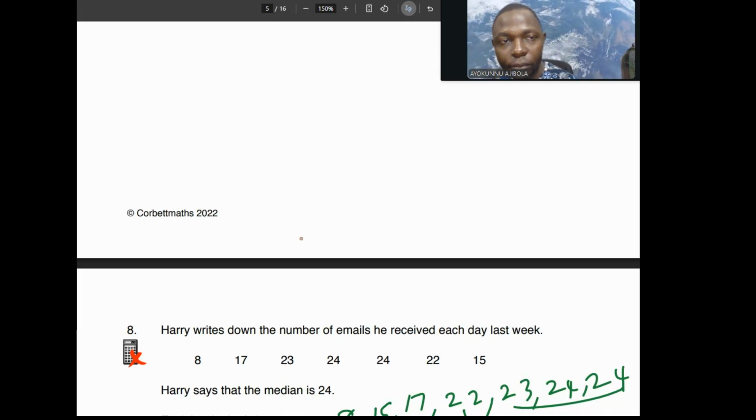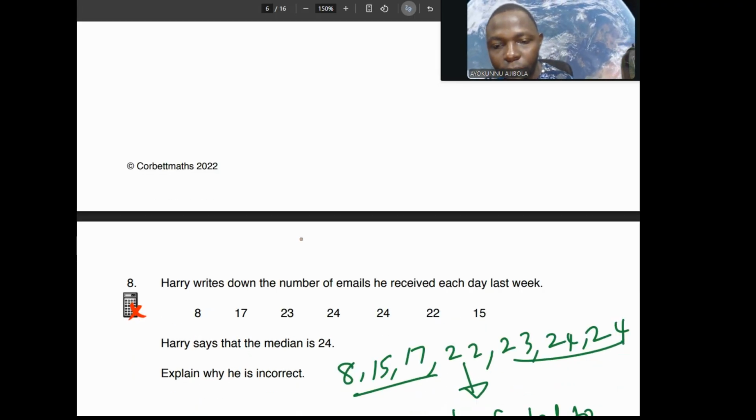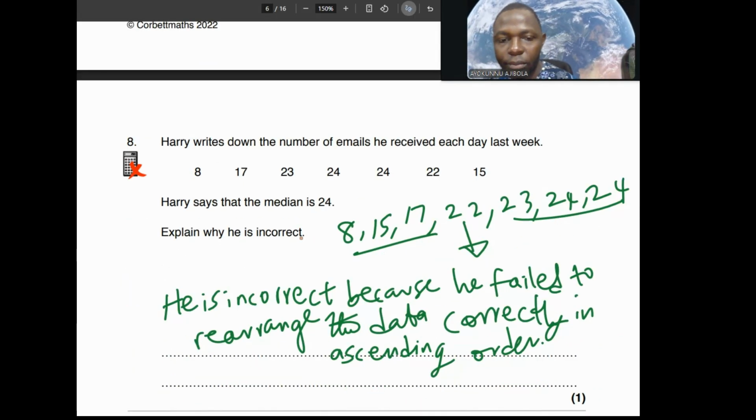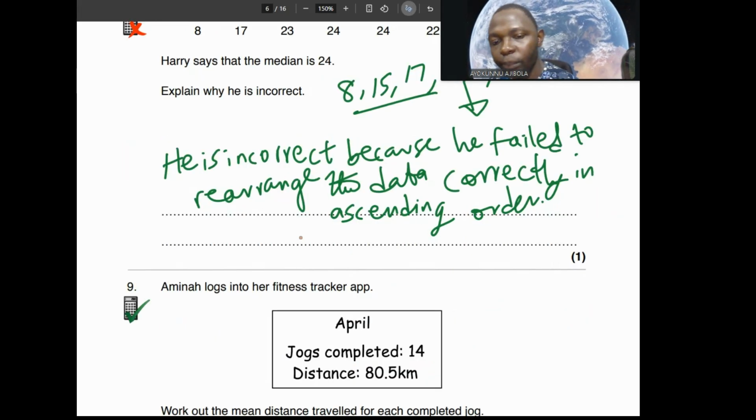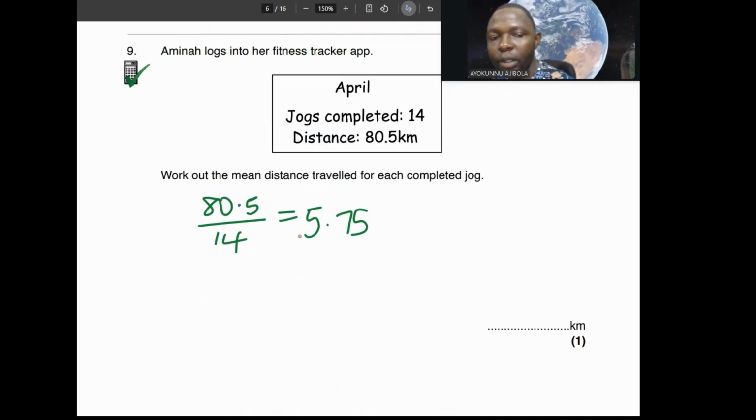I said Harry has not ordered his numbers from smallest to largest. Yes, that's correct, in ascending order. So number nine. Yes. I got 5.75 kilometers. Okay, that's correct. Number 10.